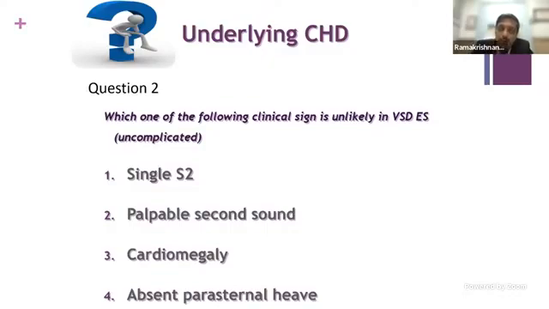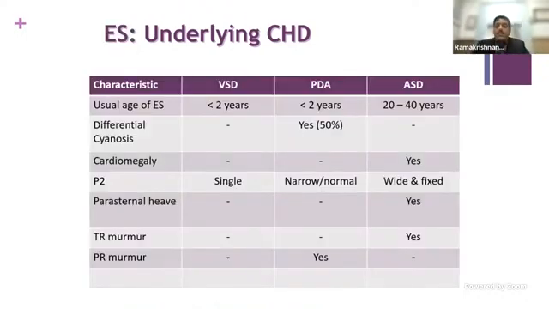Have you thought over your answer? So if your answer is cardiomegaly, you are right. This is, I think, a very important table that all of you should remember. The usual age of Eisenmenger syndrome can be around 2 years of age, and in PDA it happens earlier. ASD is roughly around 20 to 50%.